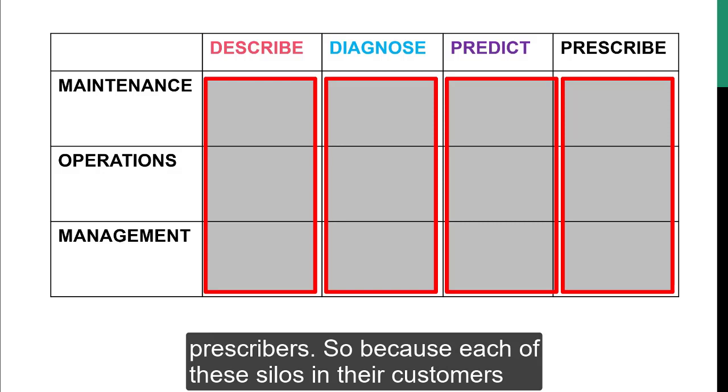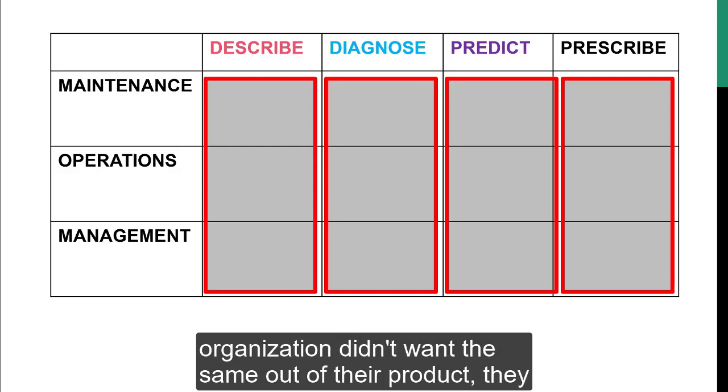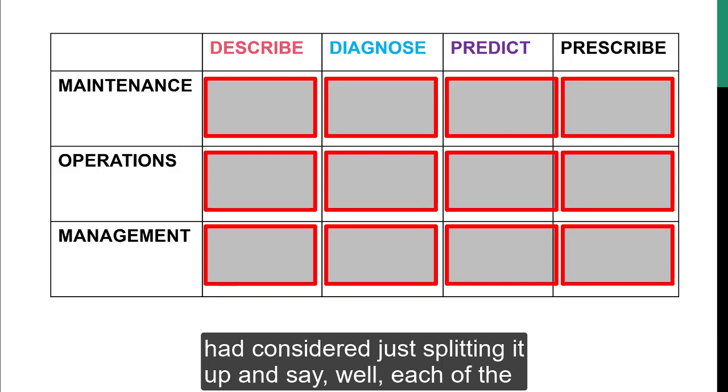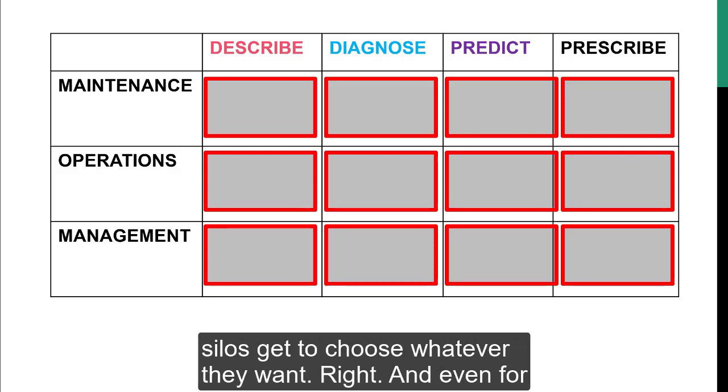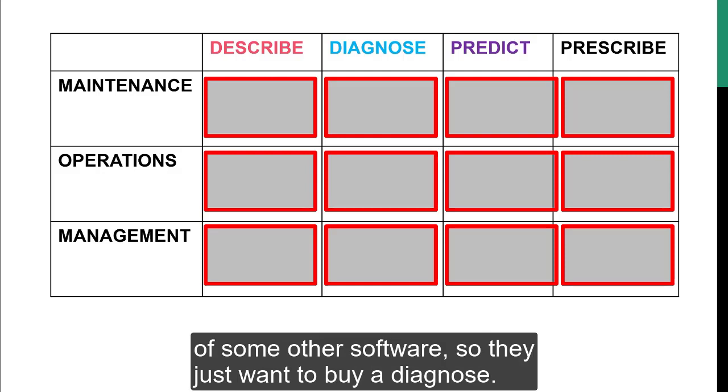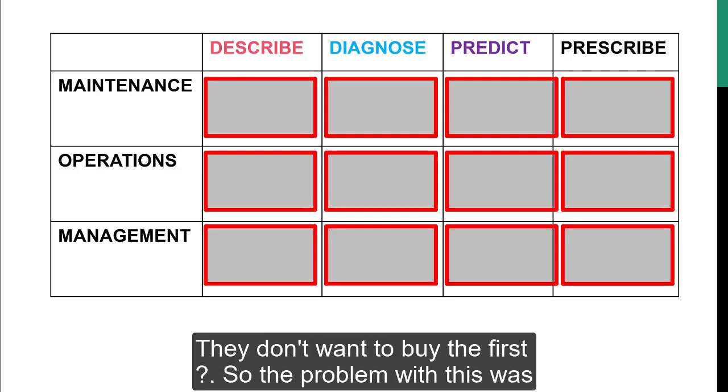So because each of these silos in their customers' organization didn't want the same out of their product, they had considered just splitting it up and saying, well, each of the silos get to choose whatever they want, right? And even in some cases, they would say, well, some even have prescribe because of some other software, so they just want to buy diagnose, they don't want to buy the first bit, and so on and so forth.